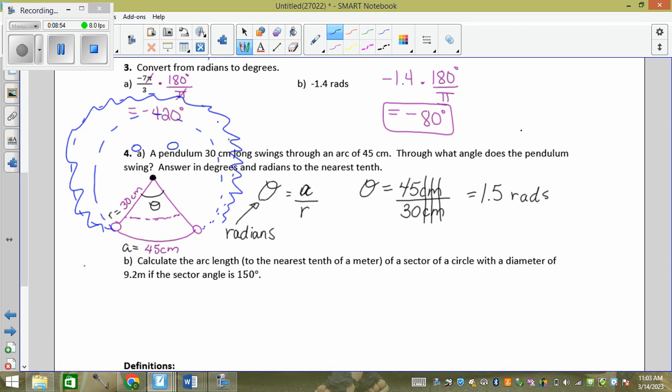Now if I wanted to convert it to degrees, how do I convert radians to degrees? Do I multiply by 180 degrees over pi, or pi over 180 degrees? I multiply by 180 over pi. The reason why is we're multiplying by 180 degrees over pi, and that leaves us a degree symbol on the top. If we have a degree symbol in the denominator, it's like you have something divided by something degrees. That's weird. You need the degree in the numerator. So go 1.5 times 180 divided by pi.